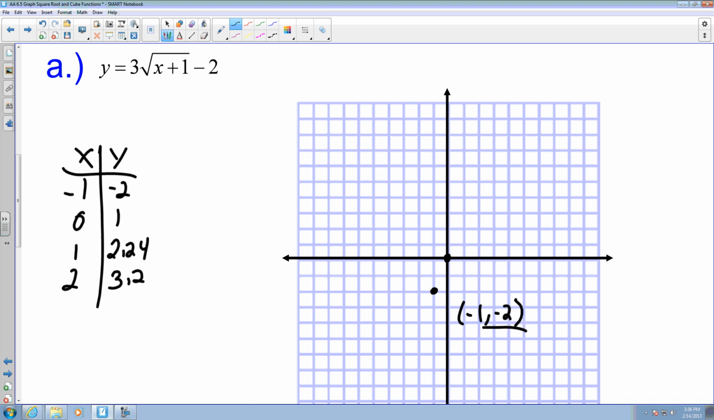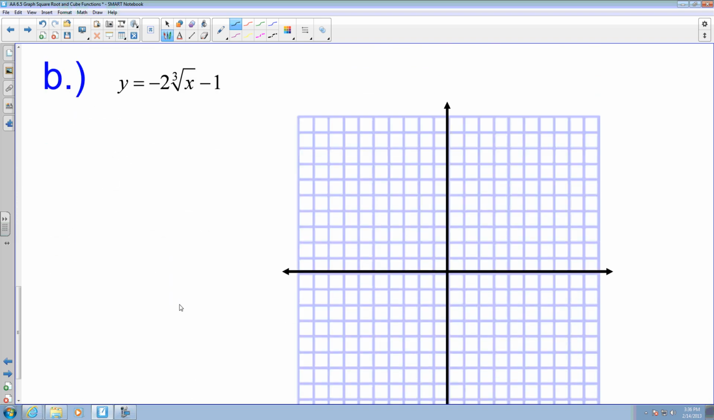So if I plot these points, if I got 0, it would probably be 1. If I have 1, it's like 2.2, so somewhere right about here. And if I had 2, it's something like about like this. That's my graph.